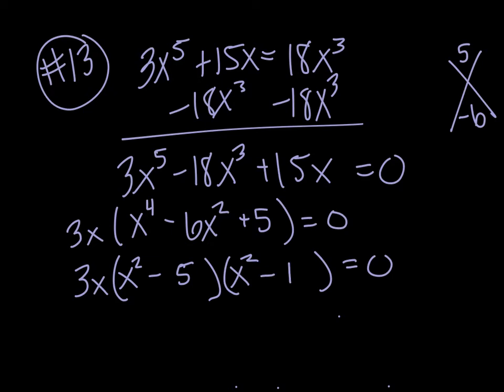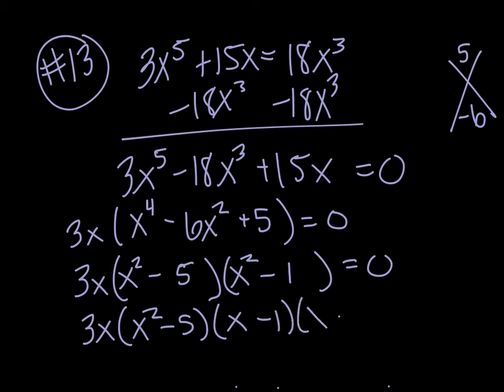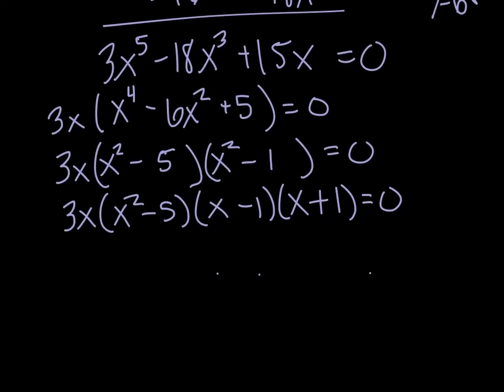Okay. I'm looking at this. Can we take it any further? X squared minus 5. X squared is a perfect square, but 5 is not. So that one's done. But x squared minus 1, we can take that one step further and say that's a difference of squares. So the square root of x squared is 1x, and the square root of 1 is 1. So x plus 1 and x minus 1 equals 0.